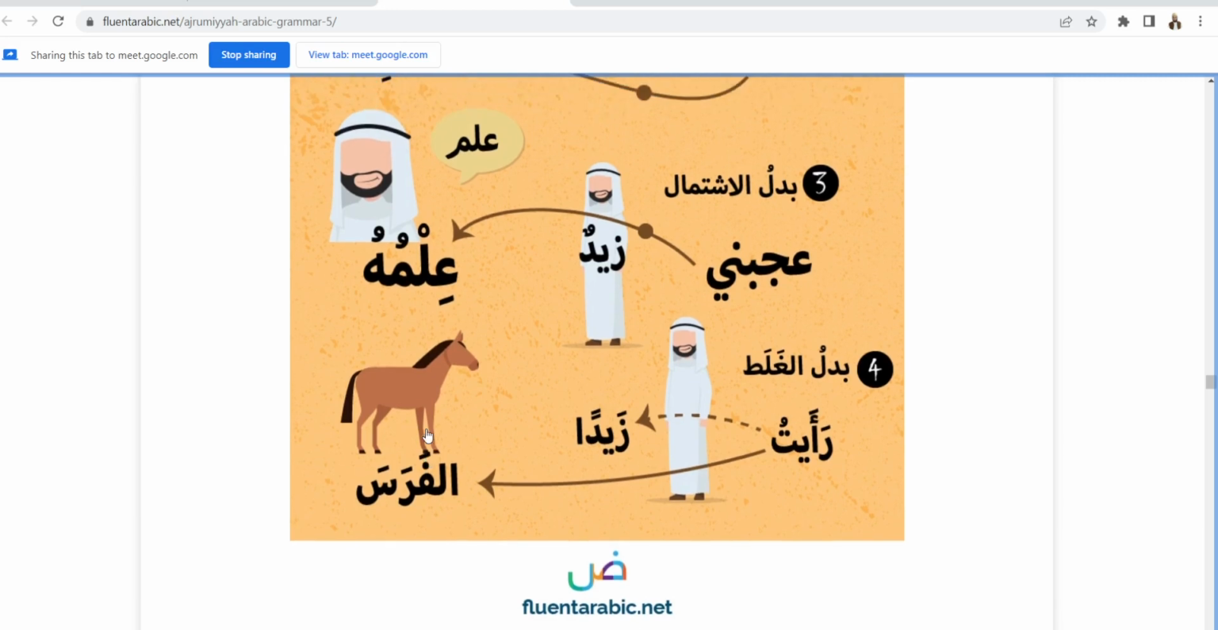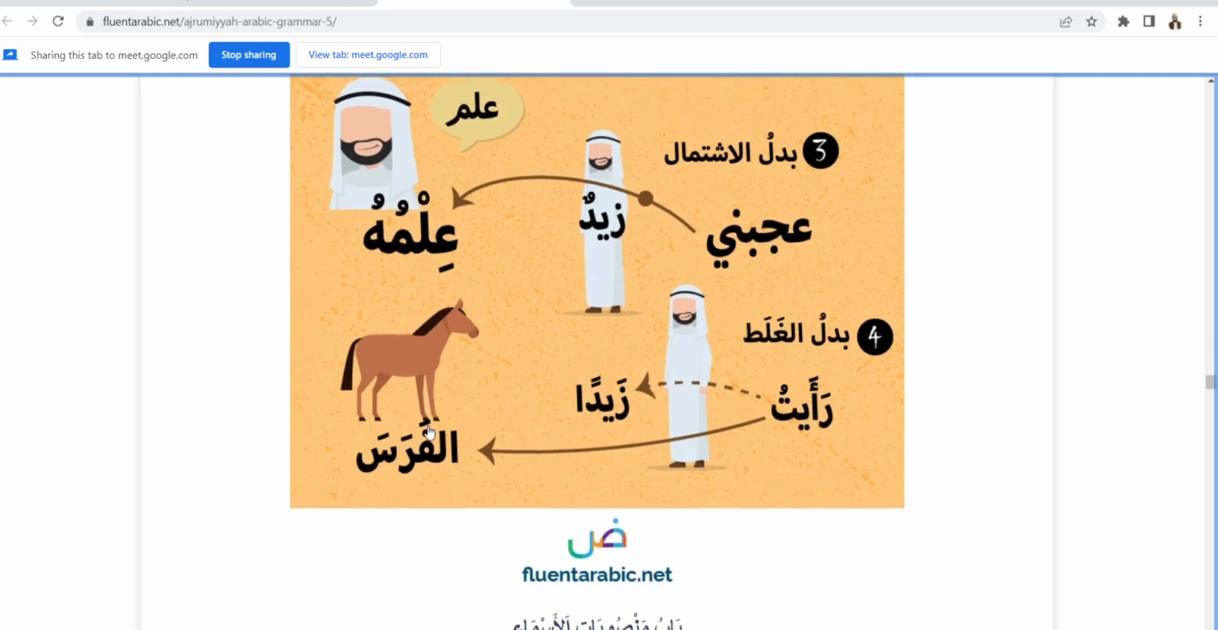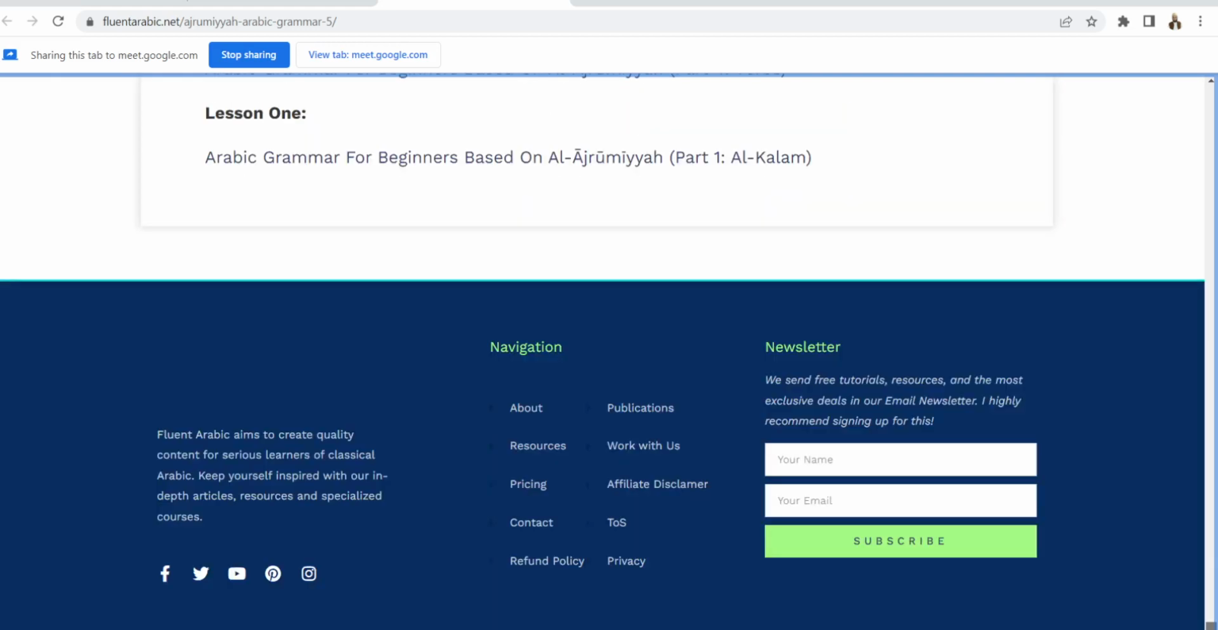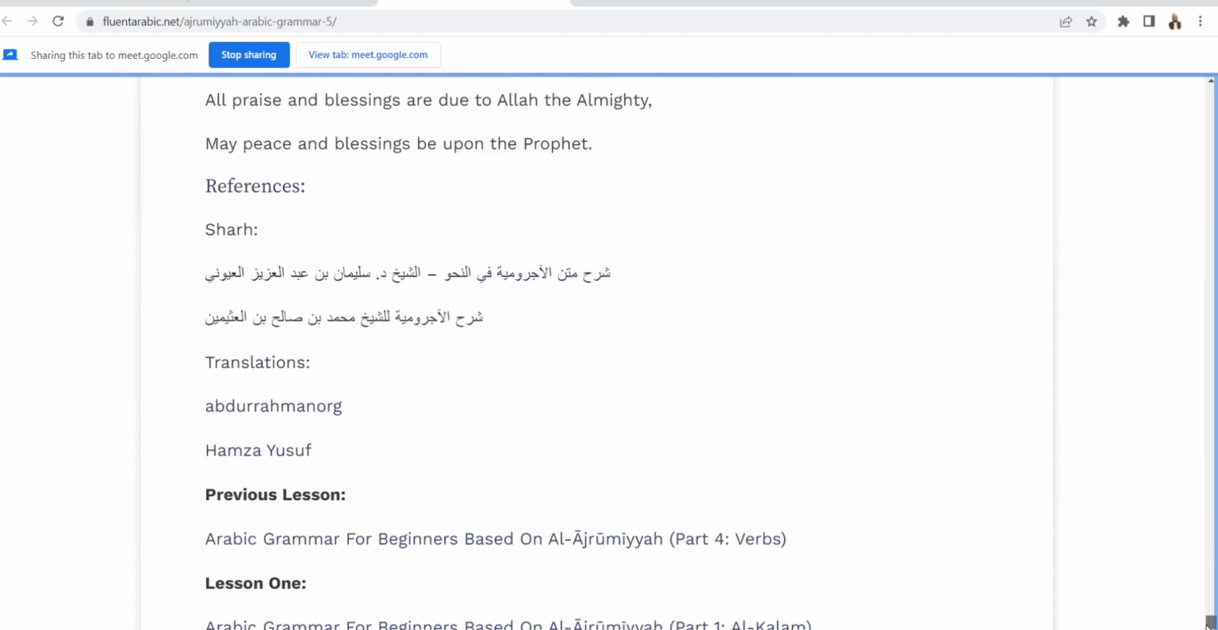You see me now? So question: what are the four followers? This is the question. Second question I want you to write down: what are the types of badal, and give me 2 examples. Okay. And then inshallah tomorrow we go to al-mansubat, منصوبات إن شاء الله.